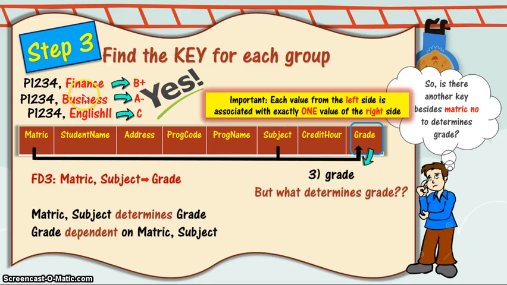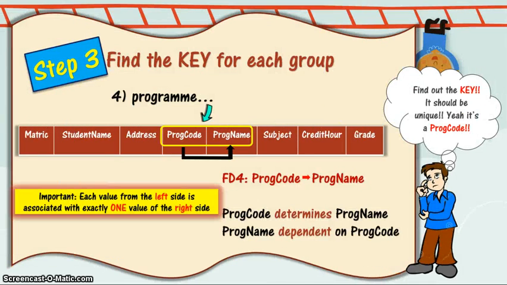Let's take an example: metric number P1234 and subject finance. The combination of primary keys, metric and subject, produces one value. P1234 with business produces another one value. So it relates to the statement that the left side is associated with exactly one value of the right side. This means that metric and subject determine grade.